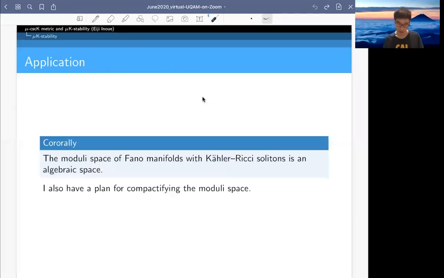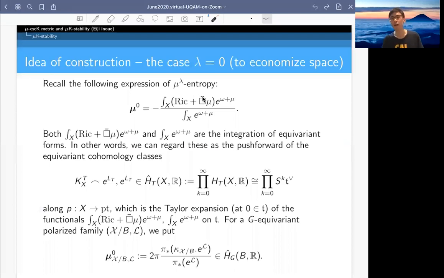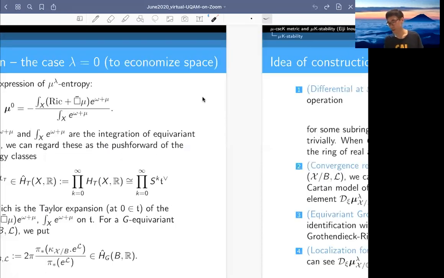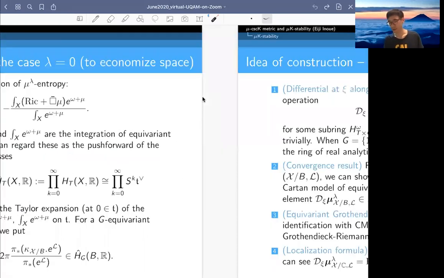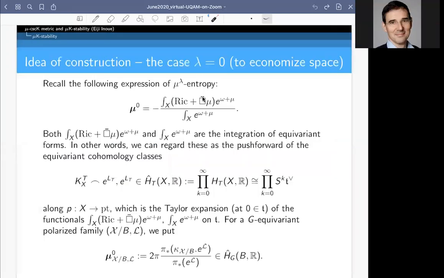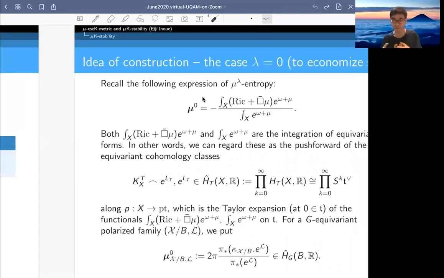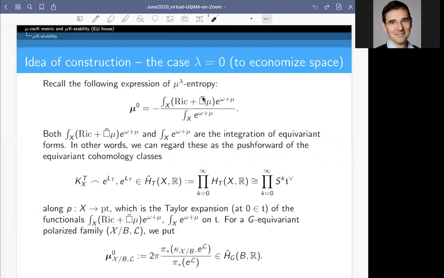Okay. And I guess the time is over, but if I have five more minutes, I can explain the simple idea of the construction of... Sure, please. Okay. If you have a little bit more time. Okay.